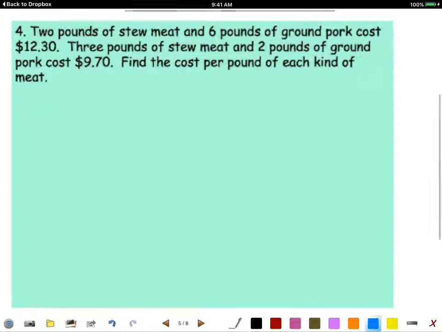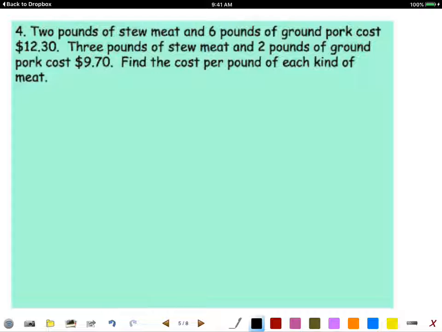Now this one's going to be set up a little bit different, okay, because you're not going to have the word same in here. It says 2 pounds of stew meat and 6 pounds of ground pork cost $12.30. 3 pounds of stew meat and 2 pounds of ground pork cost $9.70. Find the cost per pound of each kind of meat. These are actually really easy to set up. Nowhere in this problem do you see the word same.